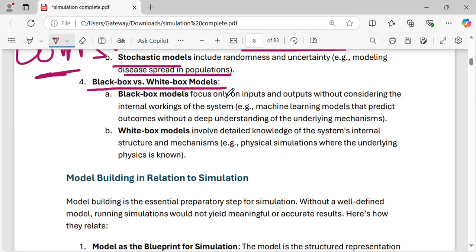Black box versus white box models. What that means, it's something new. Black box models focus only on inputs and outputs without considering the internal workings of the system. Machine learning models predict outcomes without a deep understanding of the underlying mechanisms themselves.